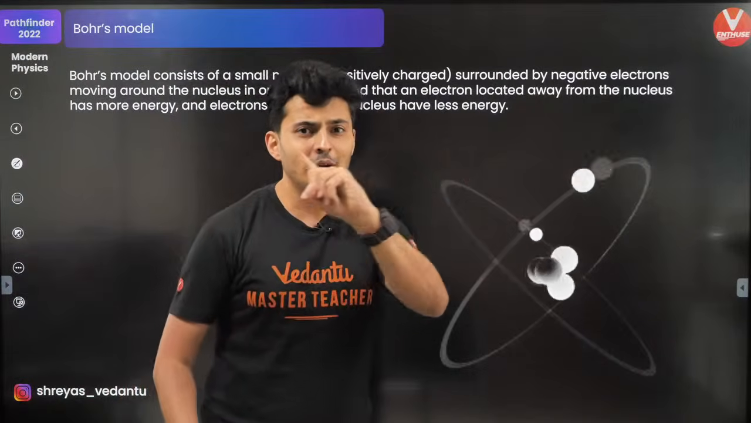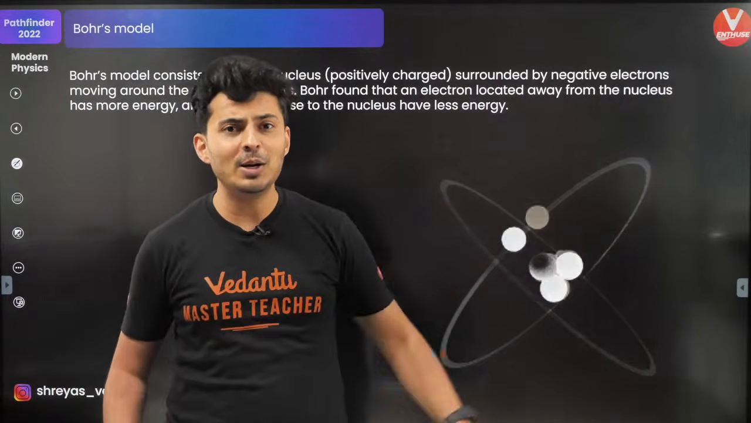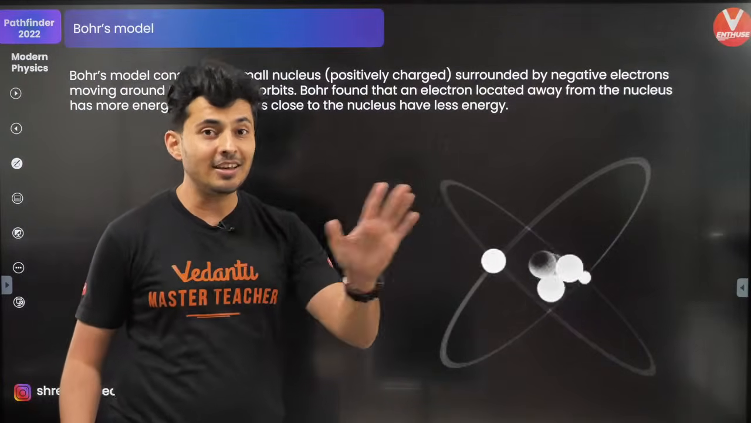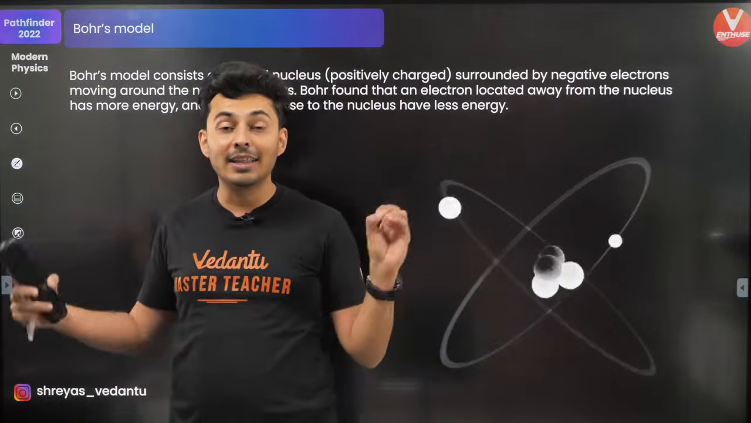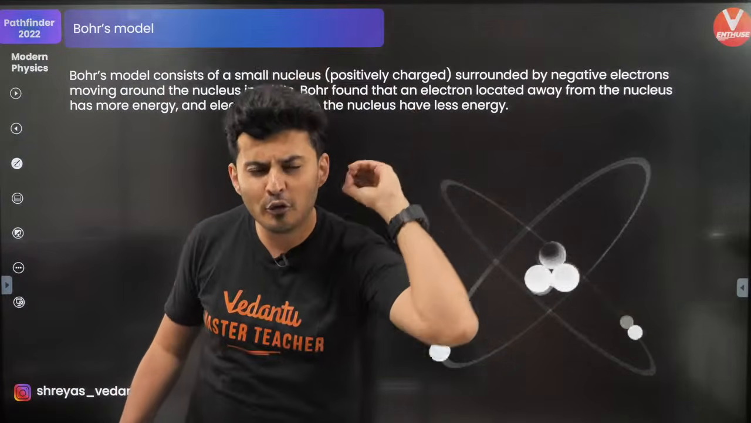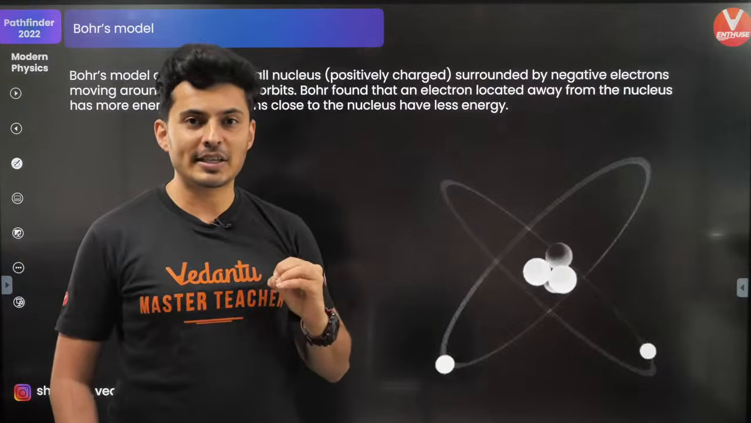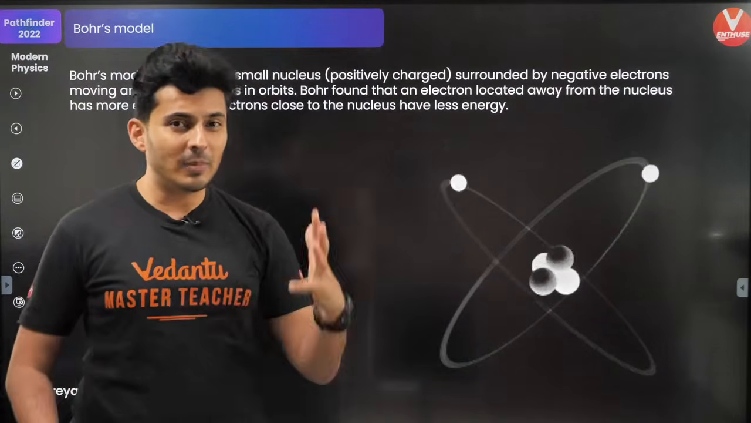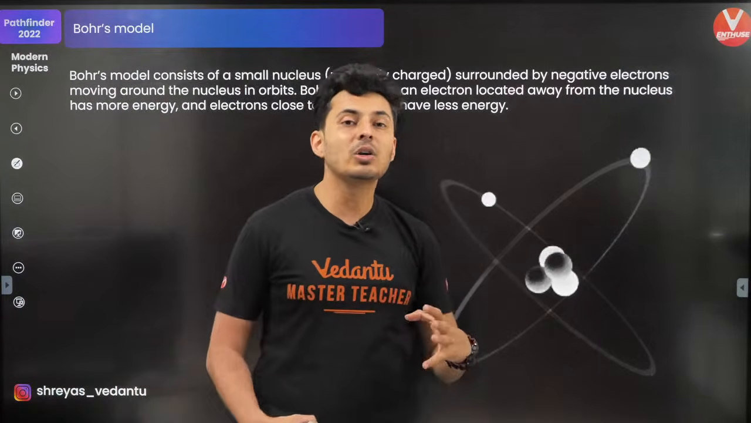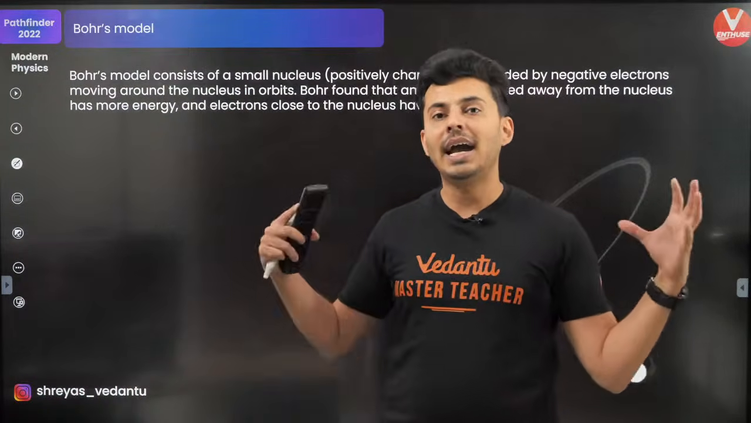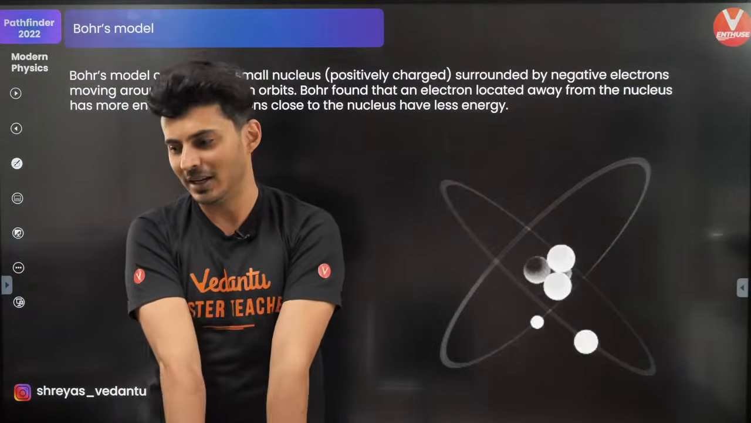Definite energy, not any energy. An electron cannot revolve in any random orbit. It cannot possess any random energy. It cannot be around anywhere. There has to be some fixed orbits around which these electrons can move. Only in these orbits, also called stationary orbits, can the electron be stable, the atom can be stable, else the electron will fall inside the nucleus.